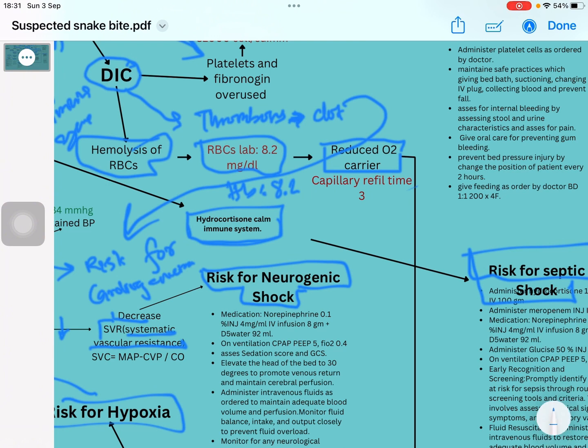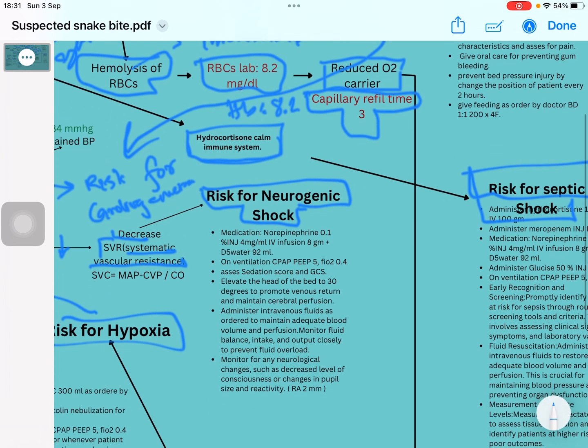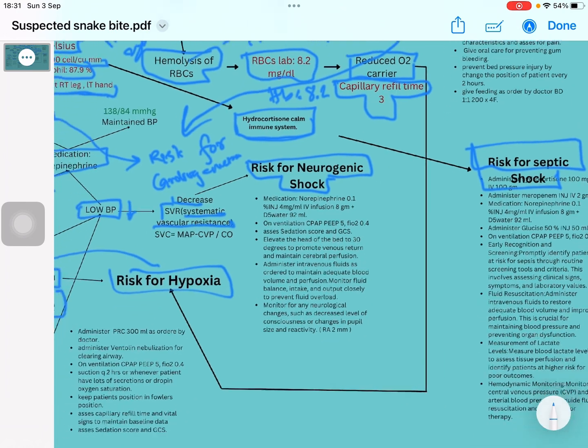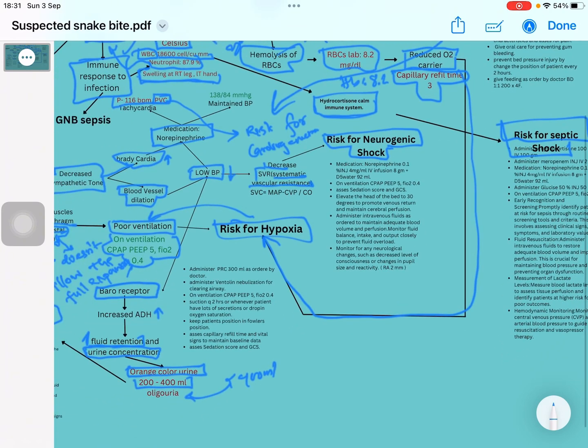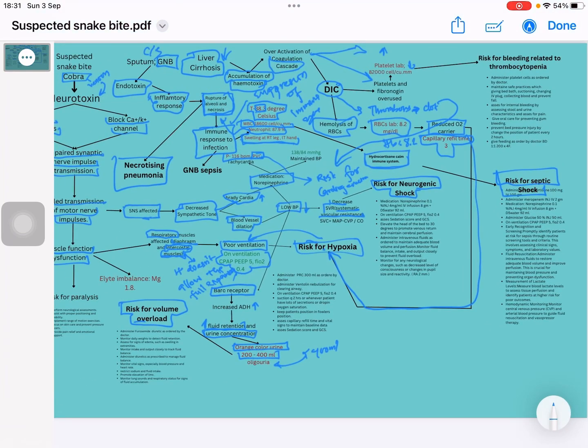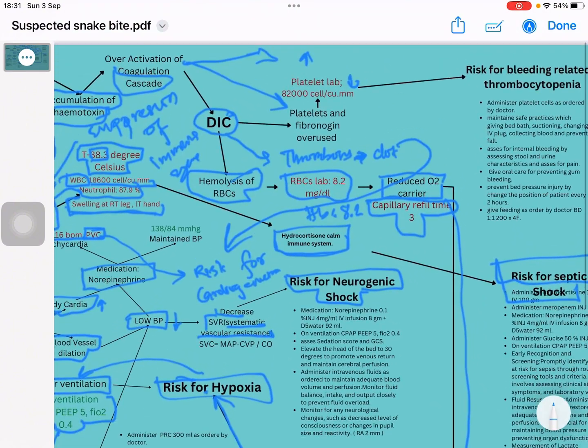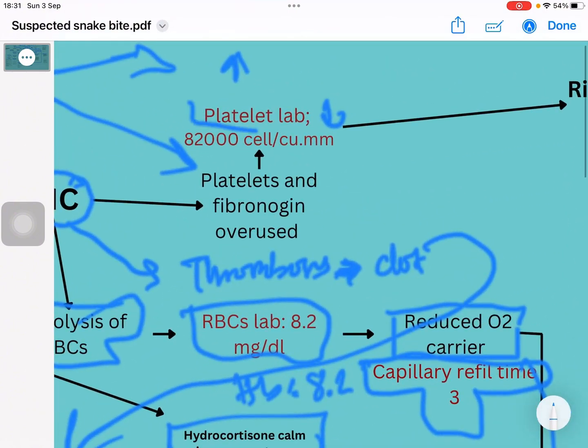So the assessment I have here is capillary refill time. It is more than 3, which means the blood circulation is not good, and there is reduced oxygen carrier, which can also cause hypoxia. So my patient has risk for hypoxia related to, as I told before, poor ventilation and then capillary refill time. And another thing I forgot here, sorry, platelet is reduced.